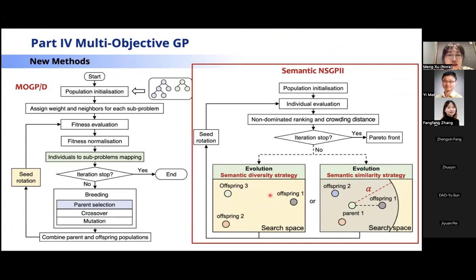The second method further enhances NSGA-II by proposing 2 strategies: the semantic diversity strategy and the semantic similarity strategy. The semantic diversity strategy makes sure all the generated offspring perform differently from each other. Further, the proposed semantic similarity strategy adds a constraint on the distance between the parents and the offspring. In this case, we want to get a smooth convergence.